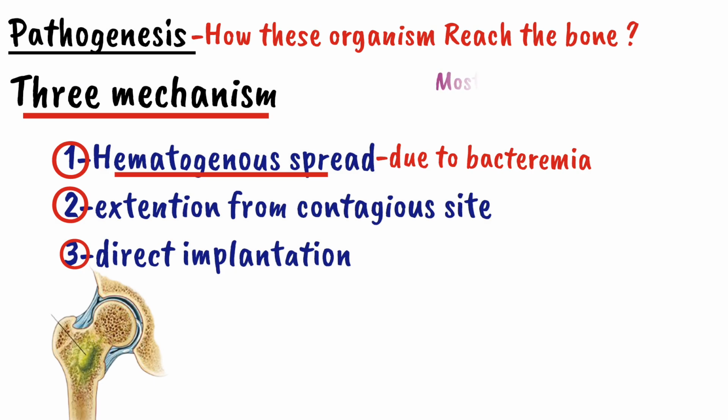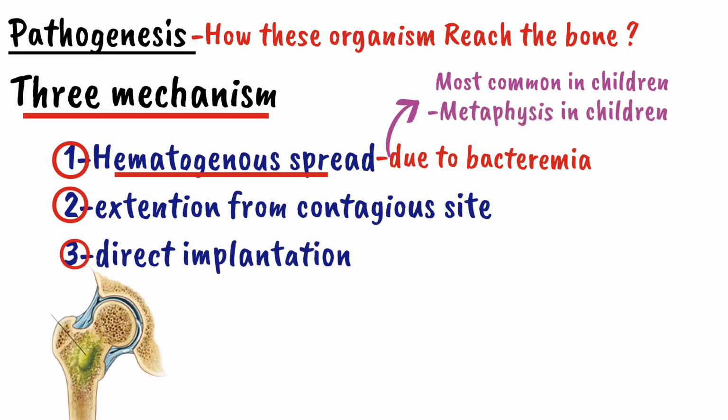It is the most common way of getting osteomyelitis in children, and the most predominant site it involves in children is the metaphysis. But hematogenous spread can also cause osteomyelitis in adults. But in adults it involves the epiphysis.